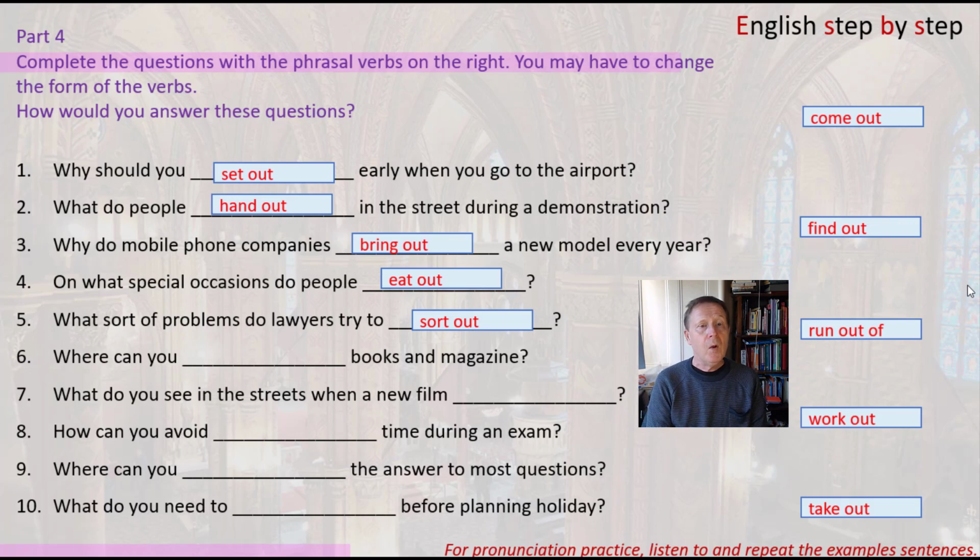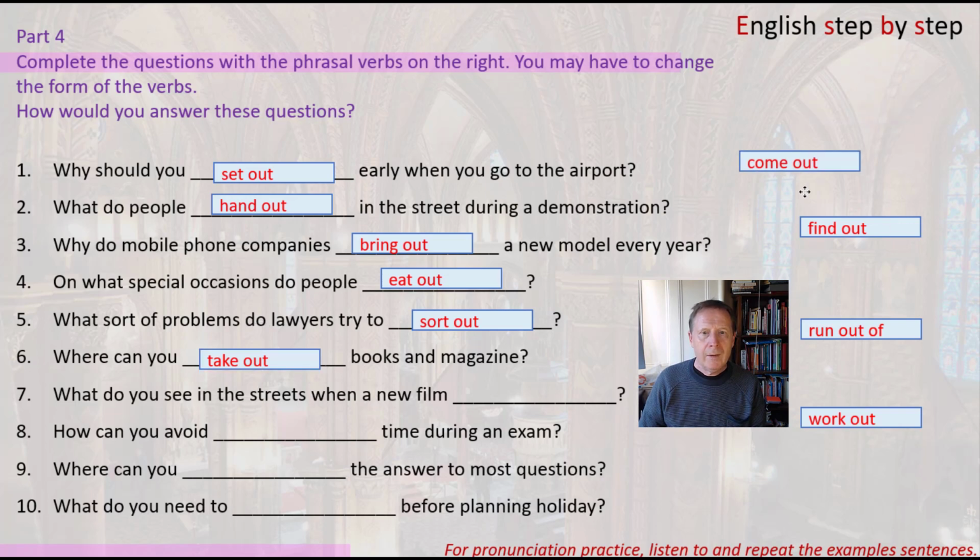Number 6. Where can you something books and magazines? Well, in this case we need a phrasal verb which means borrow, so we can use take out. Where can you take out books and magazines? Number 7. What do you see in the streets when a new film, well, in this case, come out? Meaning appears in the cinema. And in this sentence we have to change the form of the verb to comes. A film comes out.